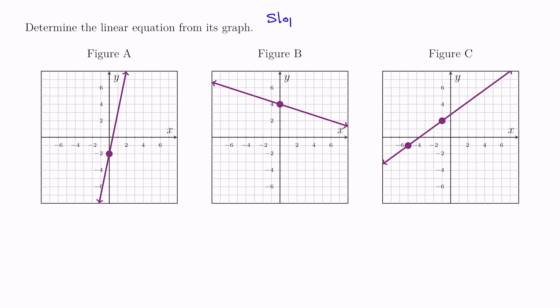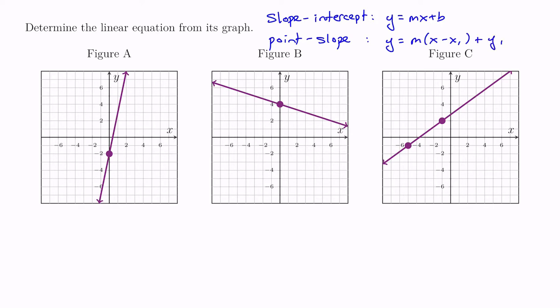But the slope-intercept, the y equals mx plus b, and the point-slope, y equals m times the quantity x minus x1 plus y1, are much more useful for these graphs. Whether I'm going to use slope-intercept or point-slope will depend on what point I know about this particular equation. So let's begin with example A.